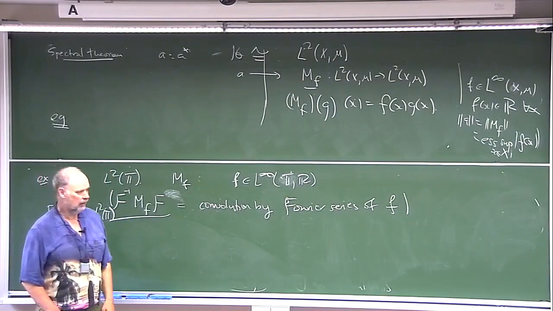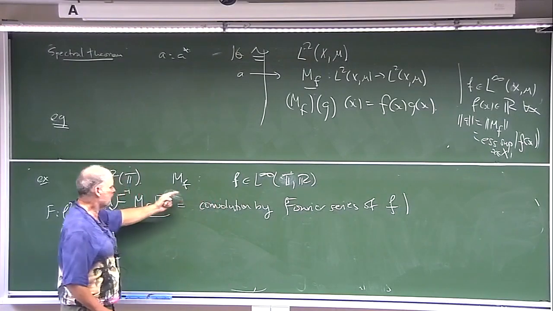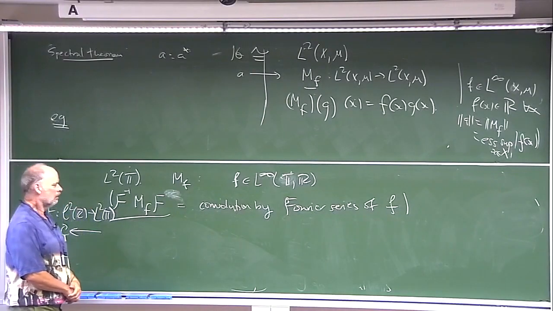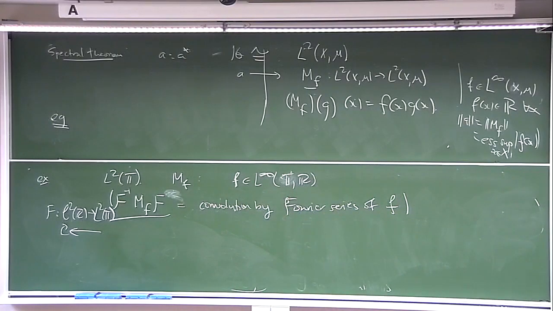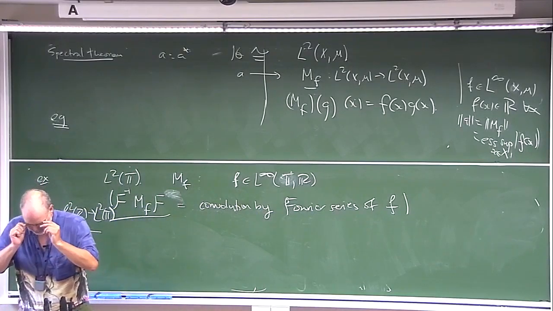Slightly more advanced, if instead of taking L2 of the circle you took L2 of the real line, this is also a thing, except that we'd be talking about Fourier transform rather than Fourier series. It's a bit of a different world, which we have to come to in a second.